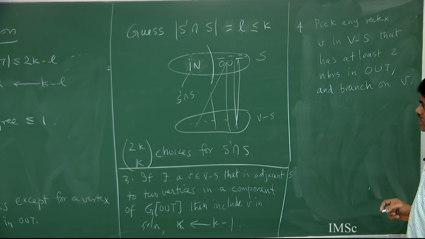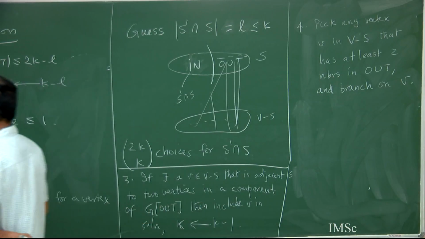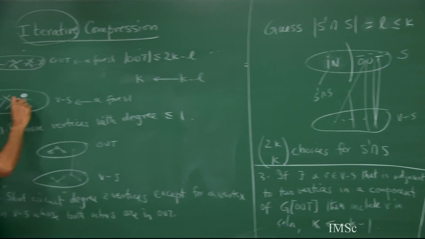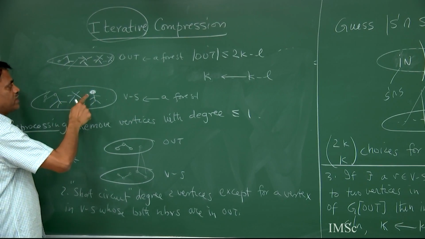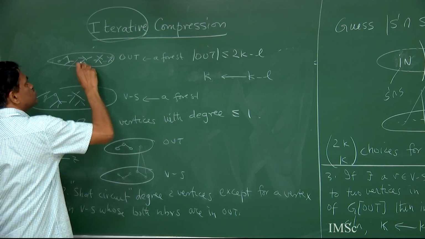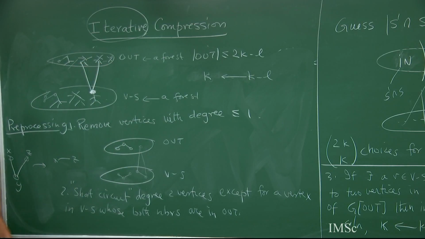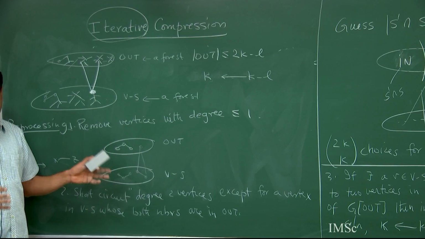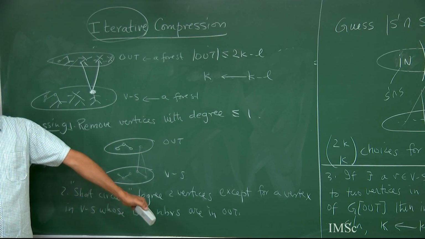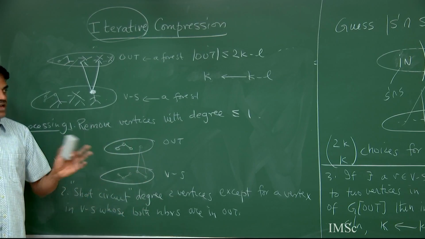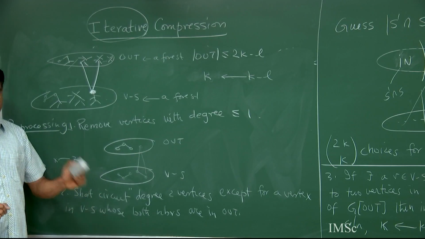Okay, so what am I doing? After doing all this pre-processing, I pick some vertex here in this V minus S, which has 2 neighbors. Now, if it has at least 2 neighbors, we know that the 2 neighbors are in different components, because if it's the same component, we have pre-processed. So, I pick such a vertex, and what if there is no such vertex? We will come to that. If there is such a vertex, I am going to take it and branch on that vertex. What does branch on that vertex mean? In one branch, I will include it in the solution. In the other branch, I will exclude it from the solution. That's what in general branching on a vertex means.